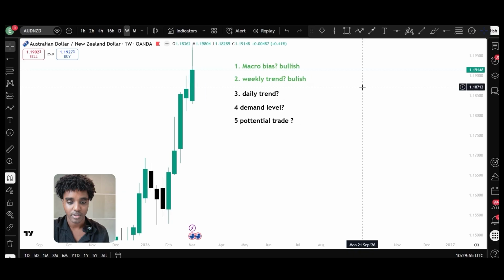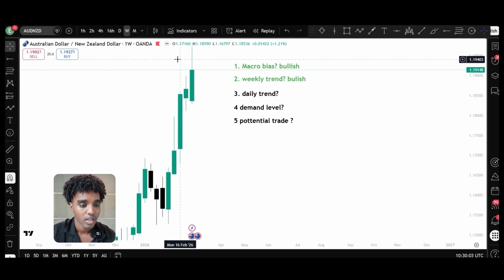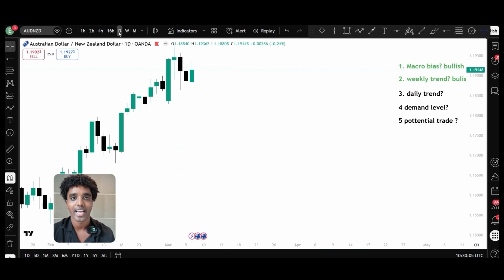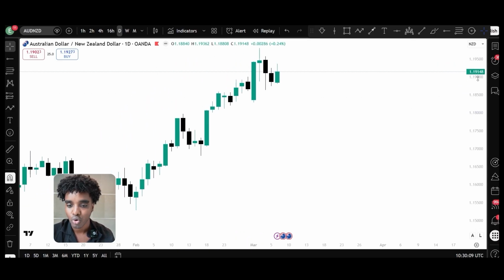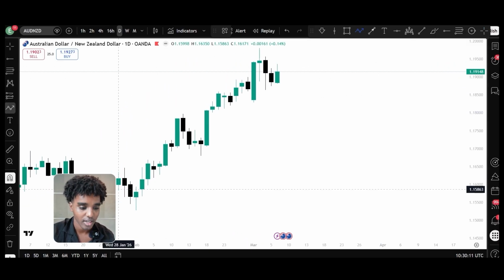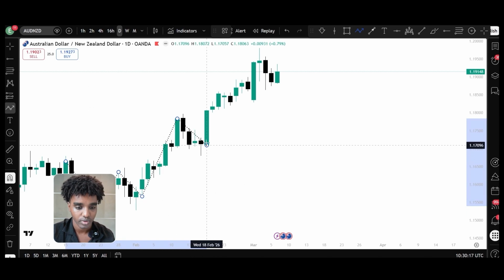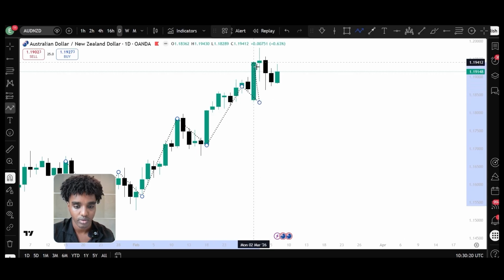And then after aligning my weekly trend with the macro, I want to take a look at what the daily trend is saying. I will open the daily charts on Aussie NZD. And it also looks like it is making higher high structures. So it's going like this, up, down, up, down, up.